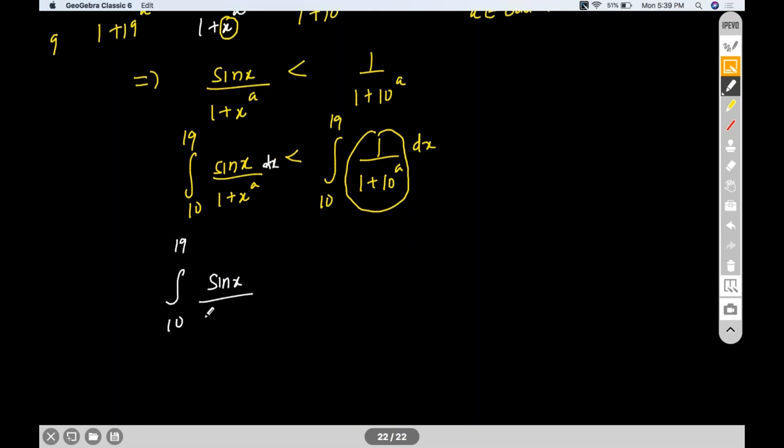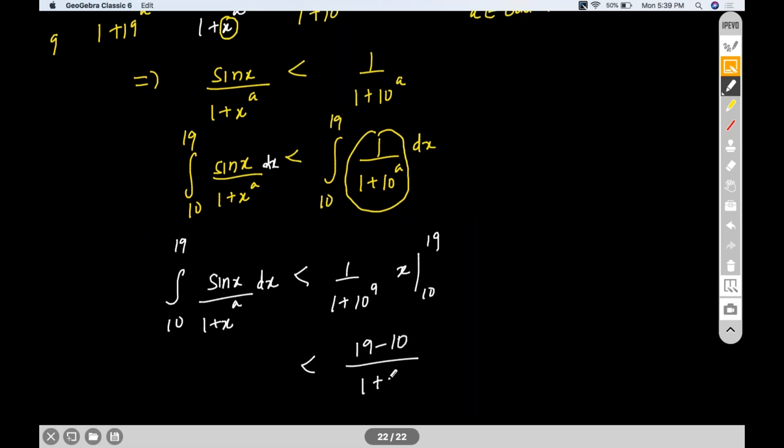Guys, don't forget to write dx in your answer script. Some teachers are very strict, they'll deduct marks straight away. People forget to write dx. Okay, so this will be nothing but a constant times x, correct? So far so good, correct? So this can be written as 19 minus 10 by 1 plus 10 to the power a.